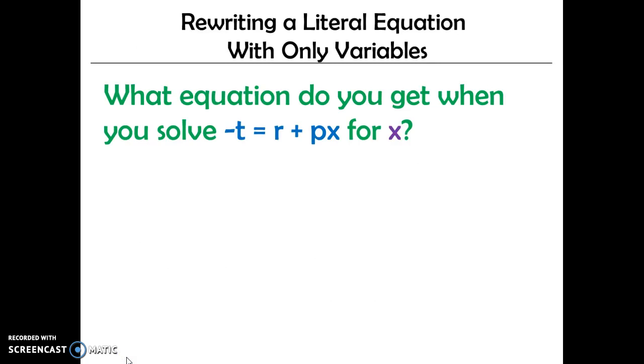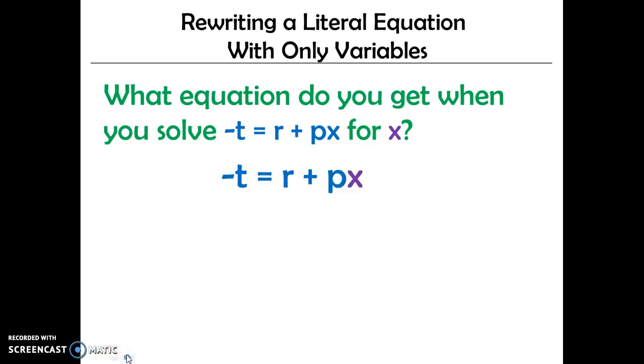Okay, so sometimes it's not in a word problem and they throw a lot of variables at you. So in this equation, what do you get when you solve negative t equals r plus px for x? So they're going to tell you which variable you want to isolate. What variable do we want to get alone? They tell us x. So anything that's not an x, we want to get to the other side.